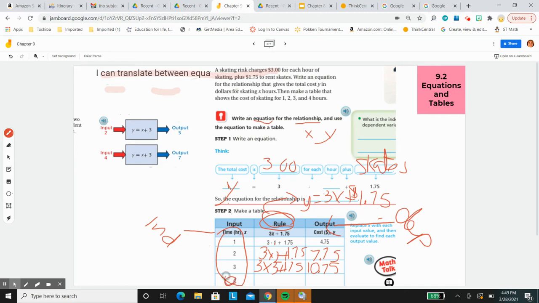Now, what if I change it one more time and I make it worth 4? Okay, times, I hate to use the times sign, but times 4 plus $1.75. My screen is not cooperating today. So that's 12 now plus $1.75, so that's $13.75. Okay?